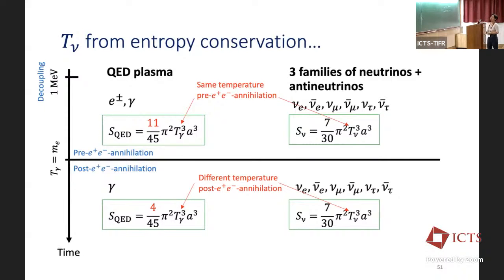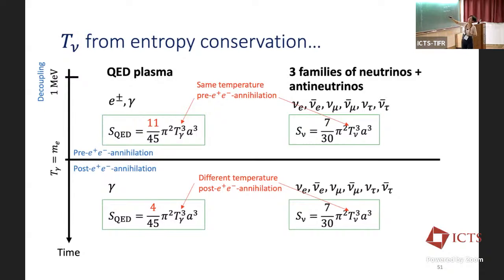Now, in the boxes here, what I'm calculating is the co-moving entropy density in that sector. So here, this box, S_QED, is the entropy density in the e+e- and gamma. And you can just apply the expression I showed you a couple of slides ago to figure out what this is. And you see the 11 divided by 45, and then pi squared, etc. Okay? Similarly, you can do the same thing with the 3 families of neutrinos, and this is what you will get. And I think I forgot to multiply this by 3, but it doesn't really matter in the end.